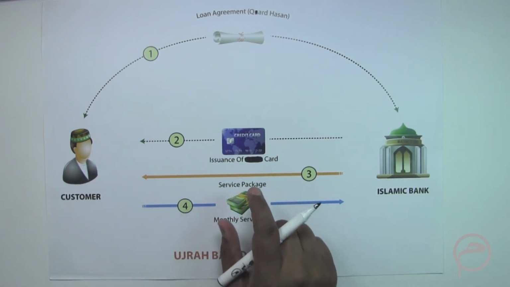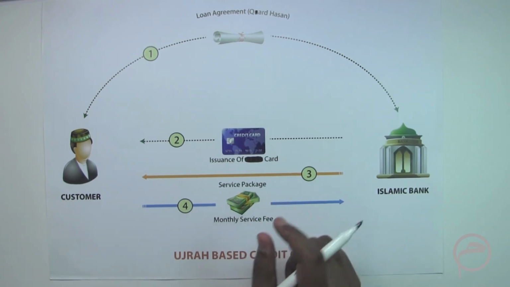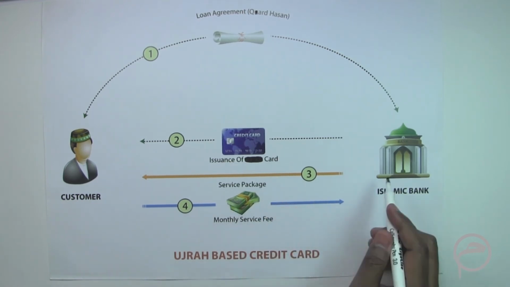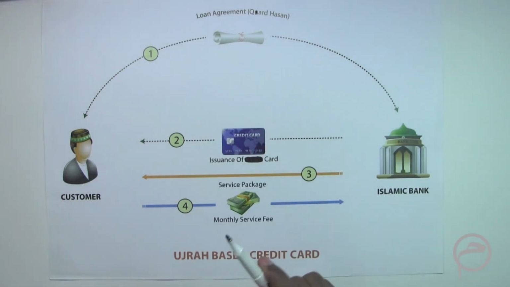So basically this is called an Ujrah based structure, wherein a customer pays a fixed fee to the bank irrespective of the usage of the fund facility which the bank has provided to the customer.